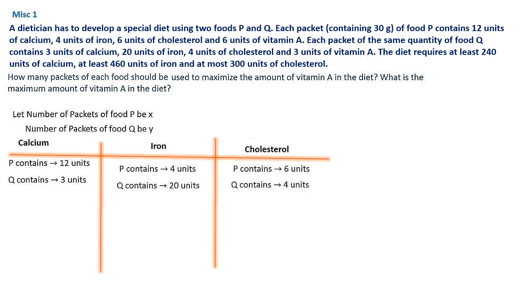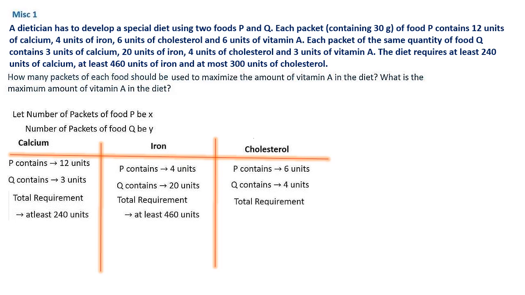Vitamin A will keep aside. And for the requirement: the diet requires at least 240 units of calcium. The word "at least" I explained to you before. At least means minimum. Minimum 240 means above 240, how much above is not a problem. So at least means we have to use greater than or equal to. Here the total requirement is at least 460 units of iron, and in case of cholesterol it is at most 300 units.